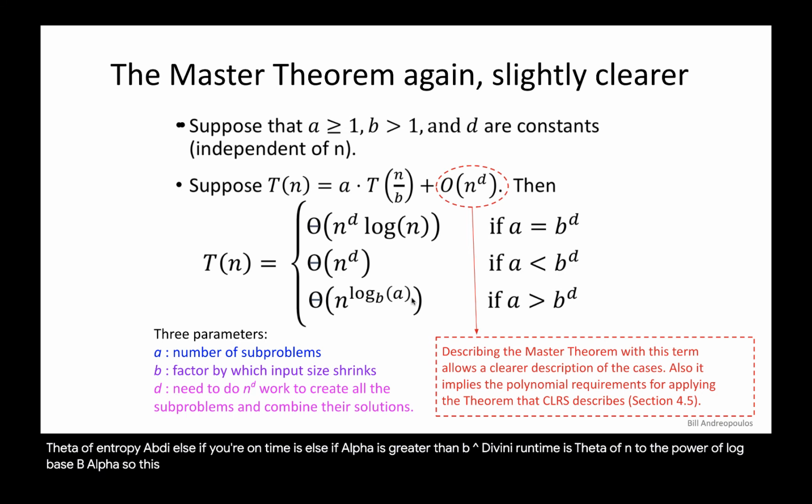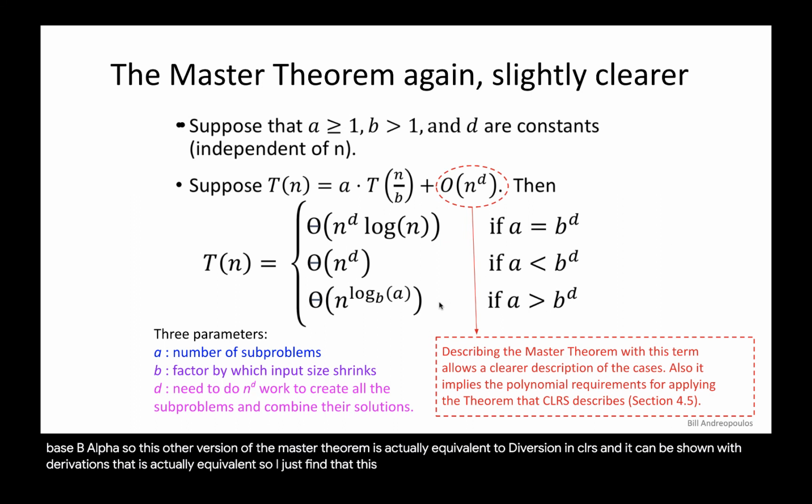So this version of the master theorem is actually equivalent to the version in CLRS, and it can be shown with derivations that it is actually equivalent. So I just find that this description of the master theorem might allow a clearer description of all the cases.